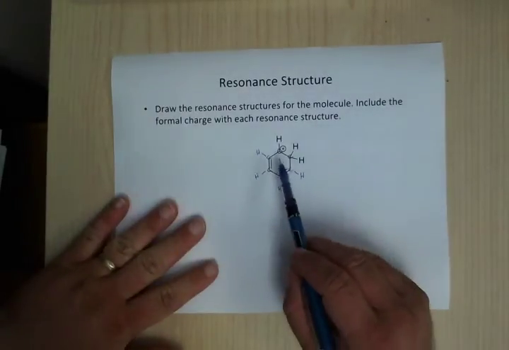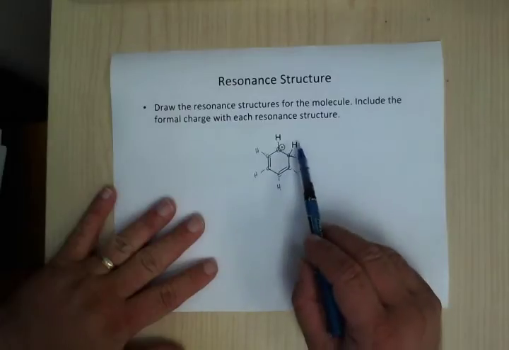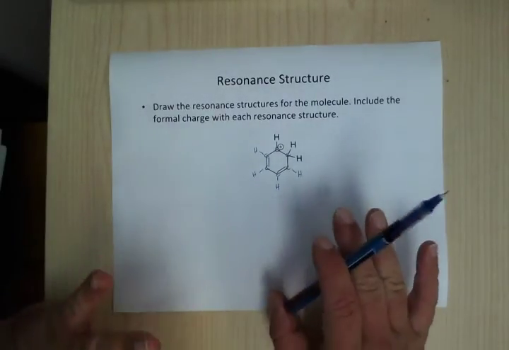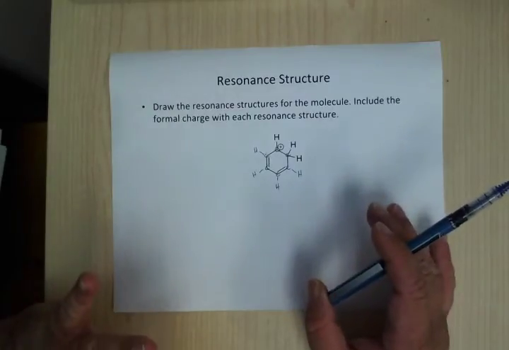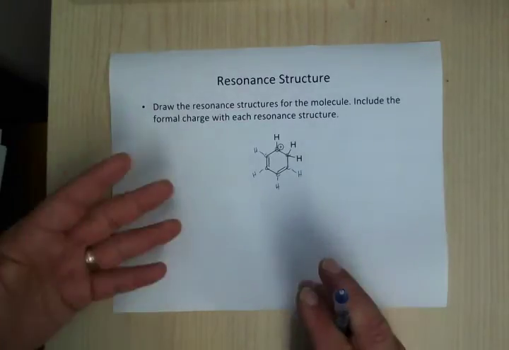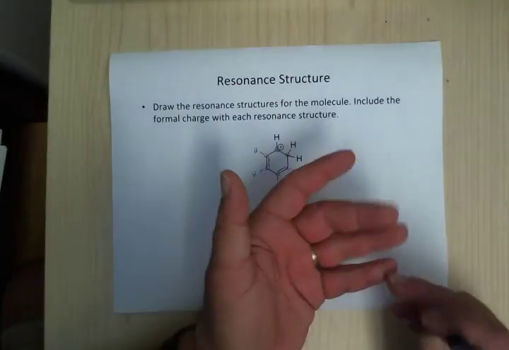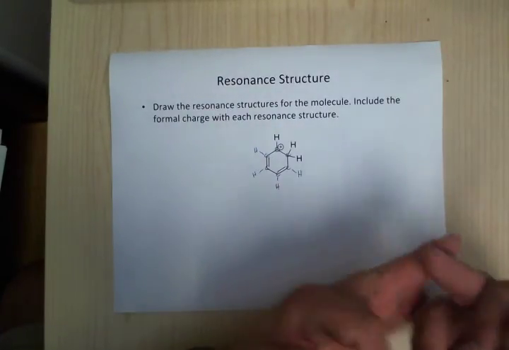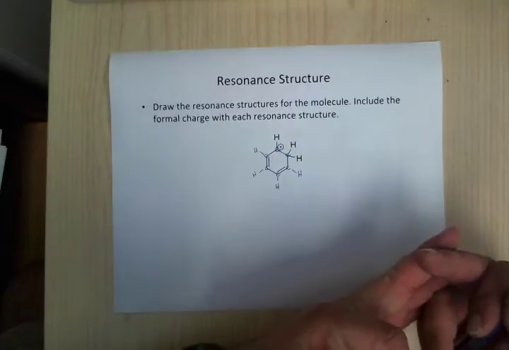The first thing you want to do is take a look at the molecule and see what atoms are eligible and not eligible for the resonance structures. To be eligible, you have to satisfy just one of the criteria. You either need to have a lone pair, or you need to have a charge, or you need to be part of a double or triple bond.